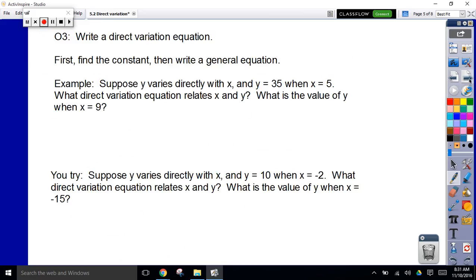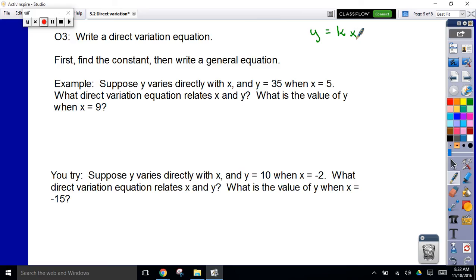Okay, now we're going to talk about writing a direct variation equation. These ones are a little more confusing. First, we have to find what the constant is, then we have to write the general equation. I want to look with you at the original equation, y equals kx. If we have 2 points and we want to find k, I'm now going to solve this equation for k to give me a shortcut way to find out what k is. If I were to solve this for k, I need to get rid of the x.